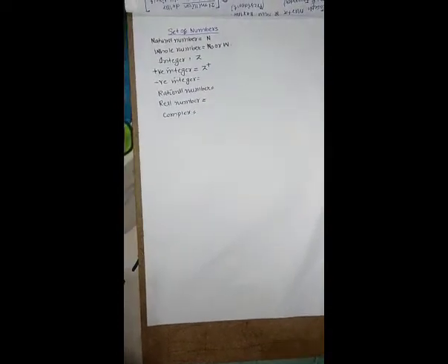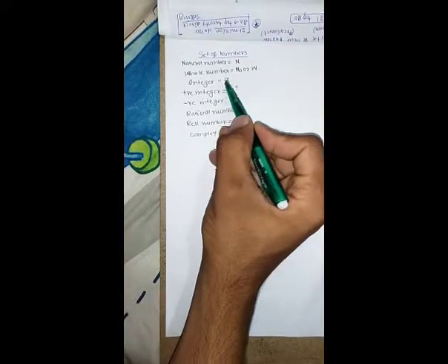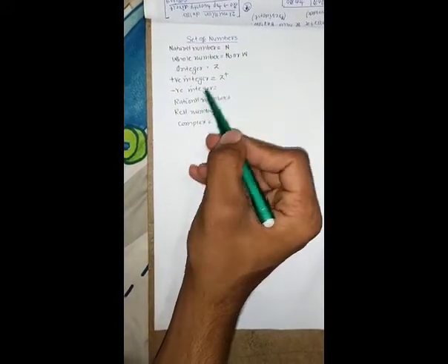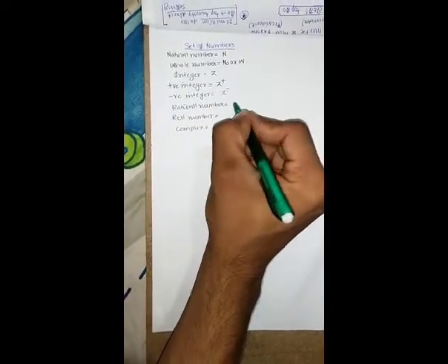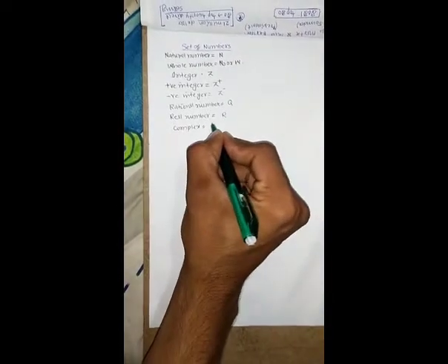So in this video we will discuss the sets of numbers, how many kinds of sets there are. We will discuss a short trick in this video. Natural numbers are denoted by N, and whole numbers are denoted by N naught or W. Integers are denoted by Z, and positive integers are denoted by Z positive. Negative integers are denoted by Z negative, rational numbers are denoted by Q, real numbers are denoted by R, and complex numbers are denoted by C. So in this video we will discuss the short tricks related to these sets of numbers.